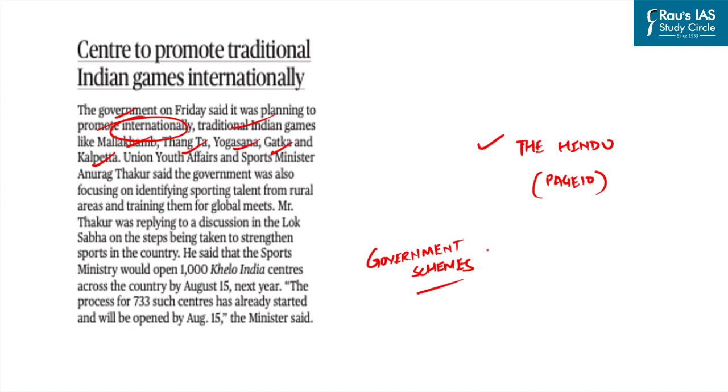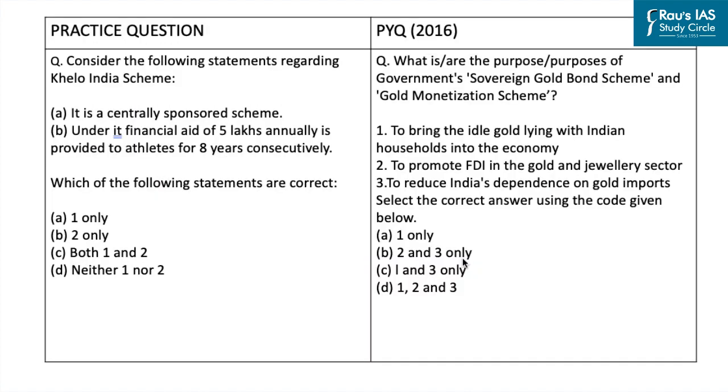Now, UPSC in previous years has asked questions related to various government schemes that were in the news, and hence this area becomes important for us as UPSC can ask questions related to various government schemes in future also. Such a question was seen in the year 2016 where UPSC asked about the Sovereign Gold Bond scheme that was in the news at that time.